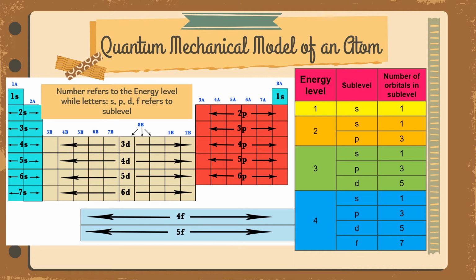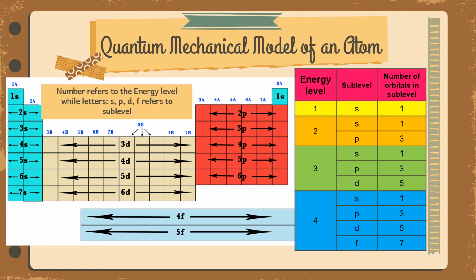Here, numbers refer to the energy level. So let's have an example. Elements located on the second period of the periodic table have energy level 2. So the whole number before the letter represents the energy level. On the third period, we have whole number 3 that represents energy level 3. On the fourth period, we have the whole number 4 that represents energy level 4.